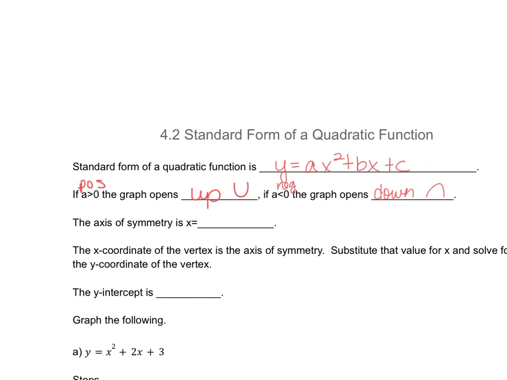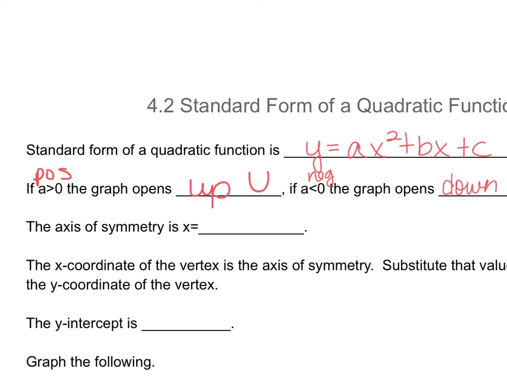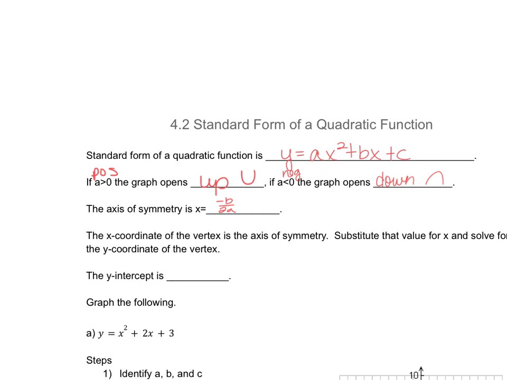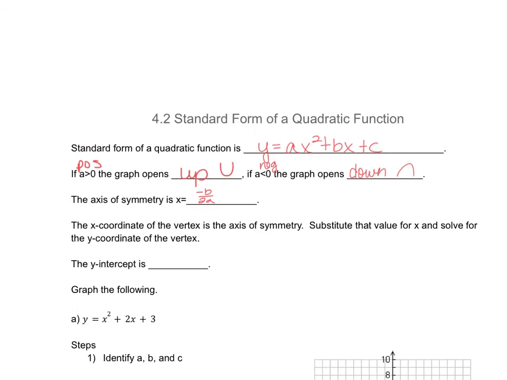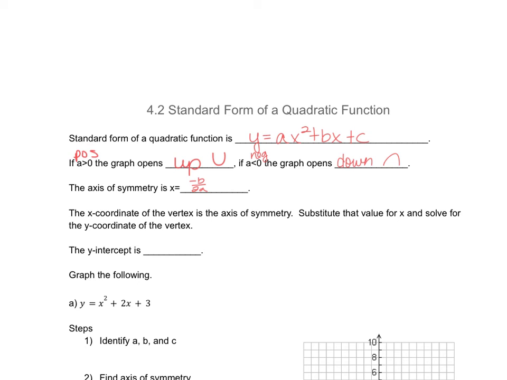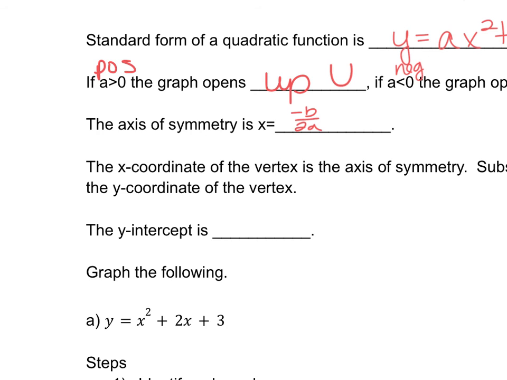Okay, the axis of symmetry, there's a formula for it. It's x equals negative b over 2a. This is going to make more sense later when we start doing it. That's the x coordinate of your vertex. To figure out the y coordinate of your vertex, you substitute that number back in and solve for y. And then the y-intercept is always your c value, so you write it as 0 and then whatever the c is.